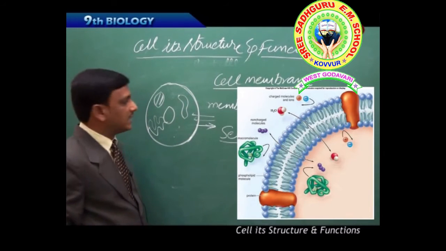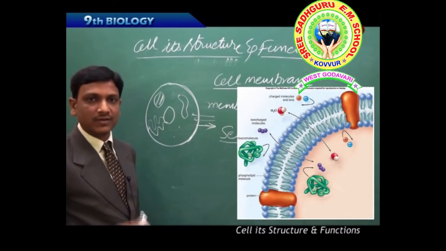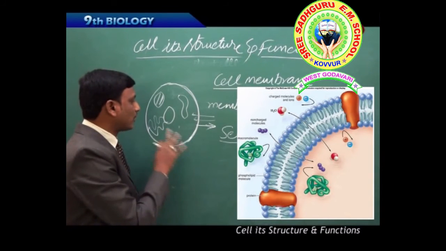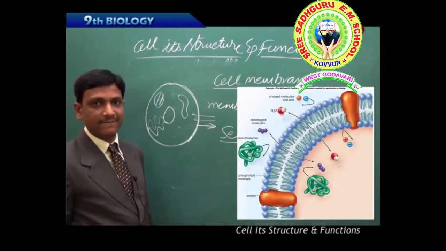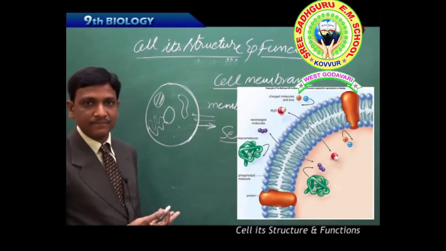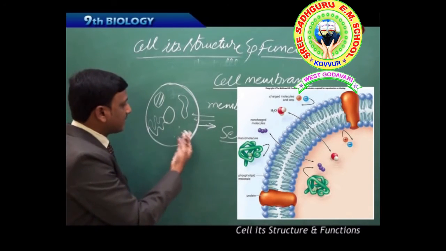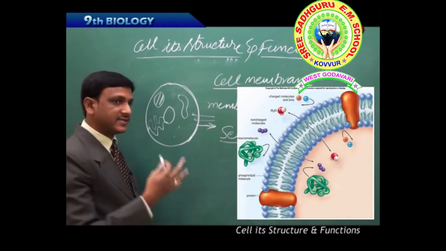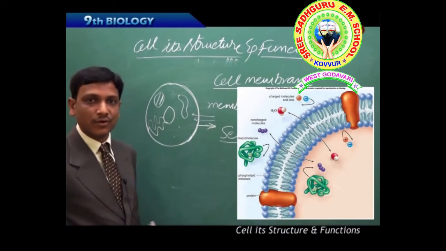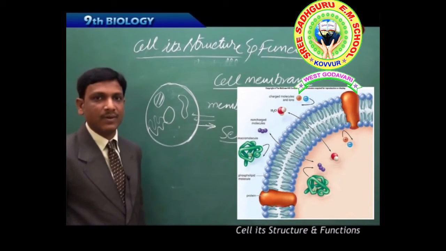Only because of the selective permeability, the cell is able to maintain the balance of ions or the balance of nutrients or the amount of water or whatever. So the internal environment is in equilibrium because of the nature of the cell membrane. If it is not so, what happens to the cell? If the cell membrane is not selectively permeable, the extra water inside the cell may come out and the cell gets dehydrated, or more water may enter inside and the cell may burst. So all these things are not happening. That is because of the selective permeable nature of the cell membrane.